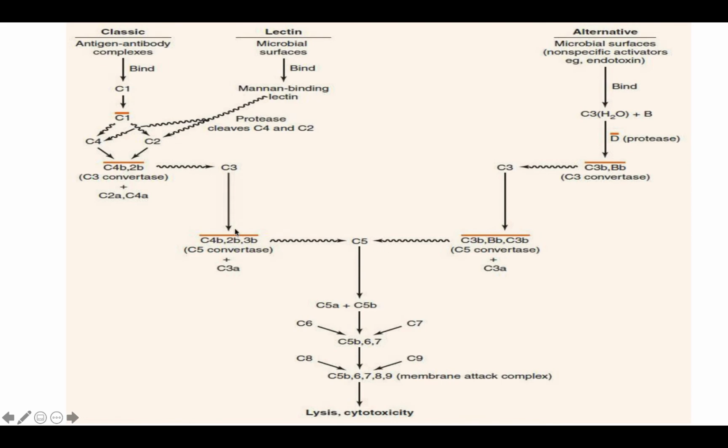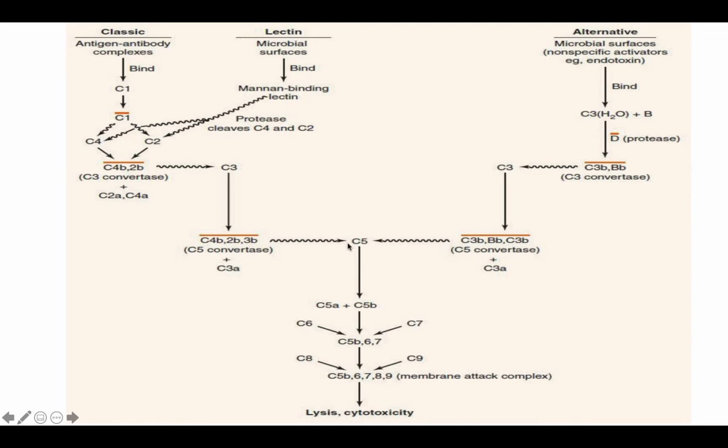Now this happens in a similar fashion for the lectin and the classic pathways. I end up with C4B, 2B, and then when I activate C3, this is a C3 convertase, I will have C3A and C3B. So now we have C4B, 2B, and then 3B. This is another C5 convertase, plus C3A. So now either pathway will activate C5.